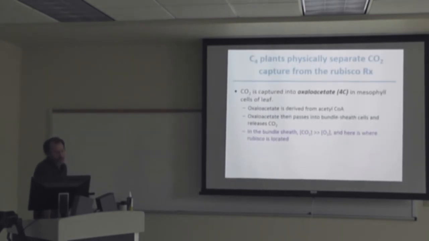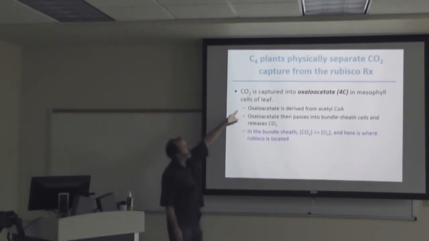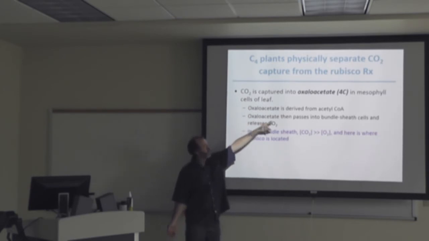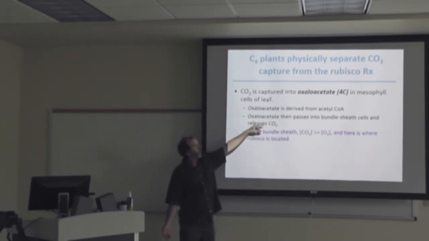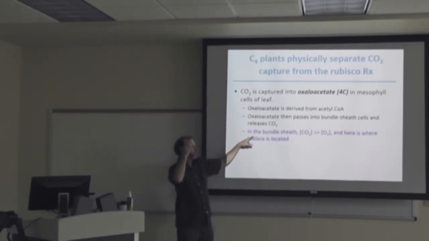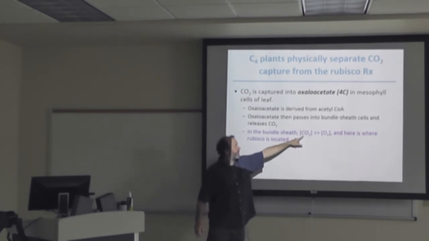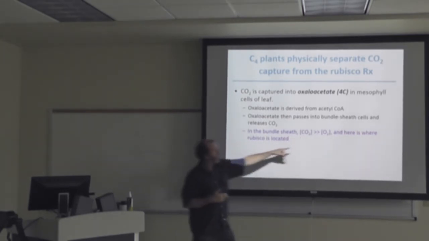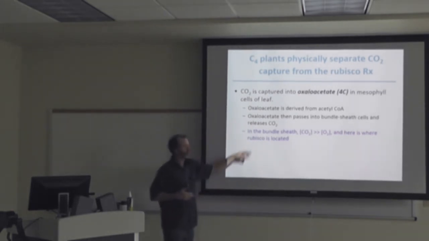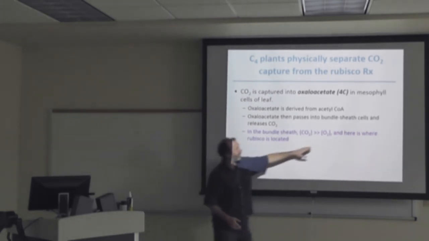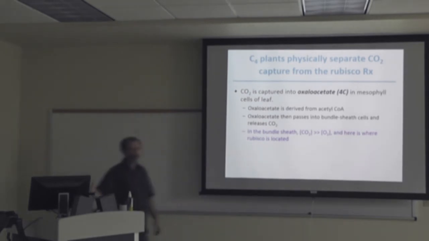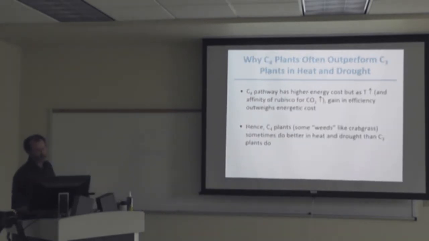So the C4 plants physically separate carbon dioxide capture from the Rubisco reaction. So carbon dioxide is captured into oxaloacetate in the mesophyll cells of the leaf. Oxaloacetate can then pass into bundle sheath cells and release that carbon dioxide. In the bundle sheath, carbon dioxide concentrations are then much greater than oxygen concentrations, and this is where Rubisco is located. So you don't have so much oxygen binding rather than carbon dioxide.